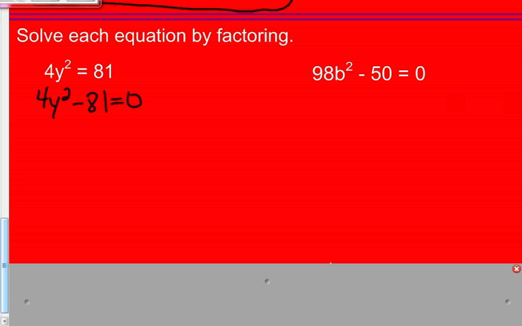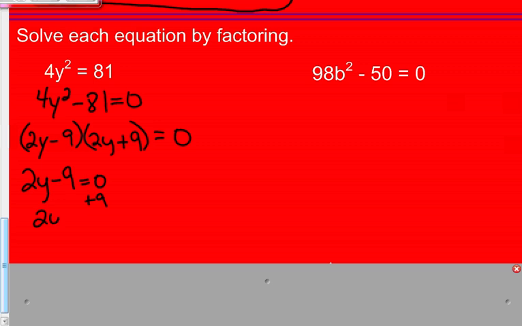And on the other side, we have a difference of squares. So we can go ahead and factor it quite easily. It'll be 2y minus 9 and 2y plus 9. Now we'll go ahead and set each one equal to 0 to solve them. 2y minus 9 equals 0. Add 9. We'll have 2y equals 9. Divide by 2. So our first answer is y equals 9 over 2.